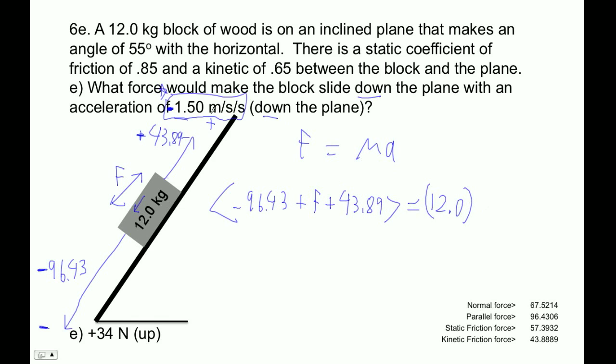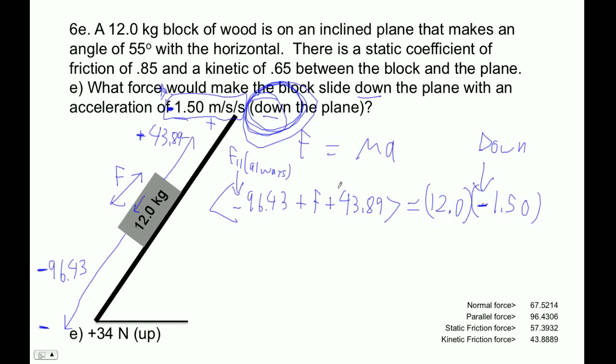Okay, so 12, and then our acceleration is down the plane, right? So I have to make it negative 1.5. If you're watching this video, I bet you missed that, right? So that's down the plane. Okay. This guy, this is our force parallel. It's always down the plane. They're always there. It's always down the plane, right? This is our force of friction. It's a switch hitter. If we're sliding down the plane, it's up the plane, and vice versa, right?